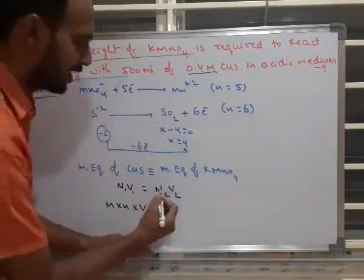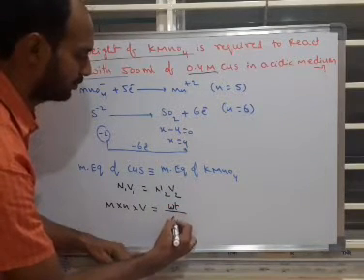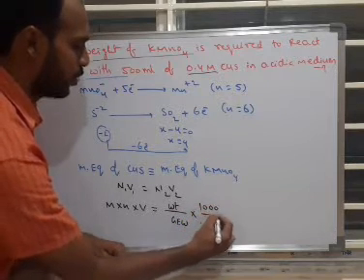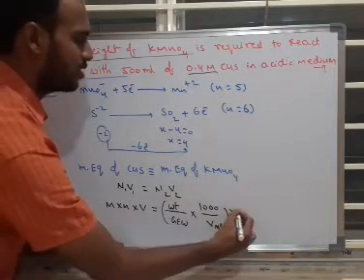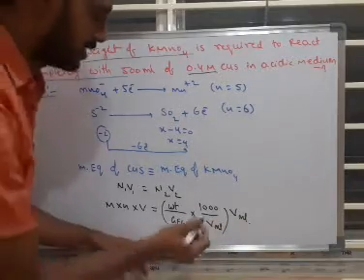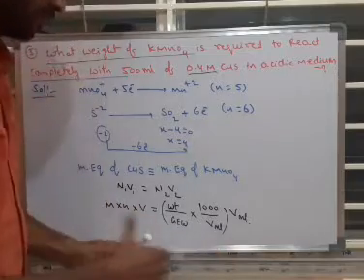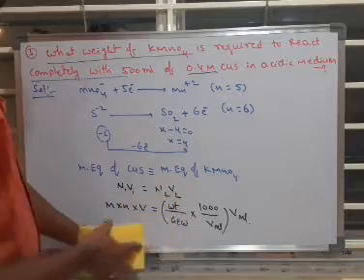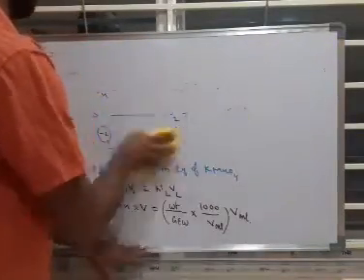So we can expand this normality form: weight by gram equivalent weight, times 1000 by V milliliters. The volume we are also taking as V milliliters. Same, here the volume is the same thing. For example, if we take 100 milliliters here, here also we have to take 100 milliliters. So what is our target? Our target is to calculate the weight of potassium permanganate.